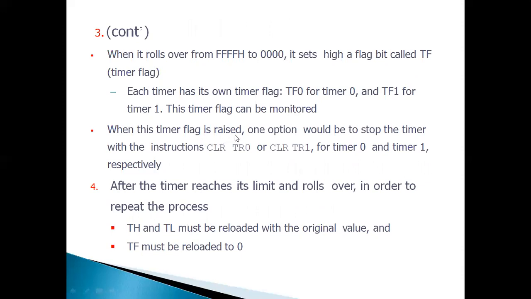So when this timer flag is raised, one option would be to stop the timer. If you want to stop the timer, you have to use the clear instruction along with either the TR0 bit or TR1 bit. Otherwise, if you want to repeat the process after the timer reaches its limit and rolls over, what do you have to do? You have to reload TH and TL with the original value, and TF must be cleared to 0 again. These are the two options whenever a rollover happens.